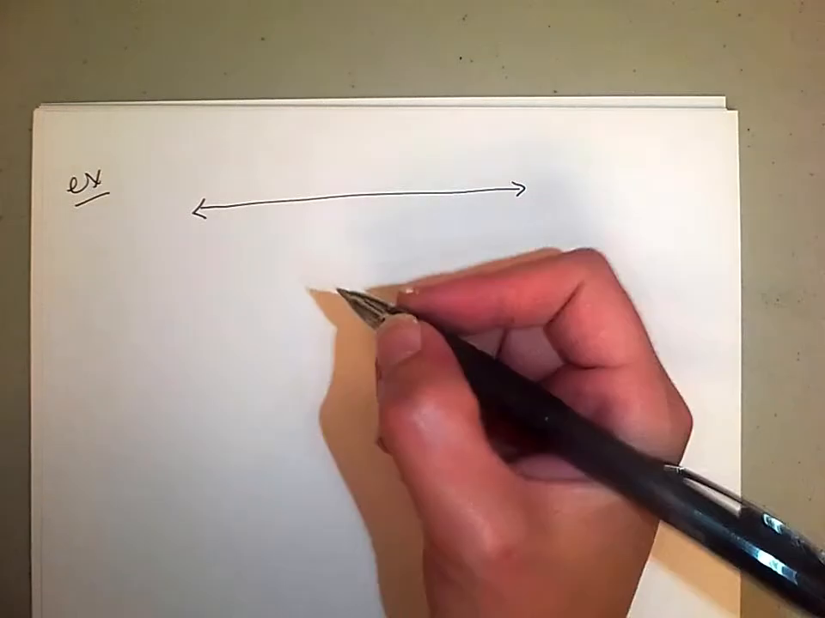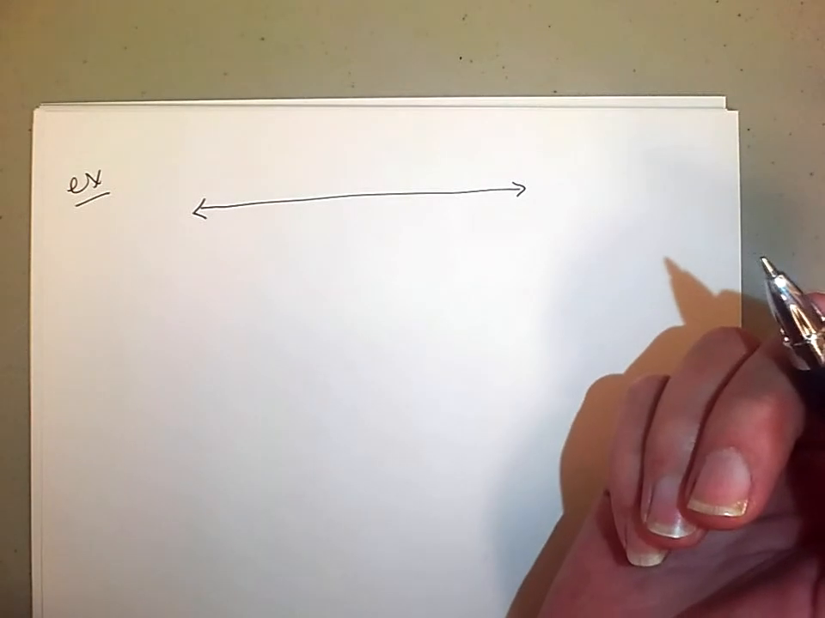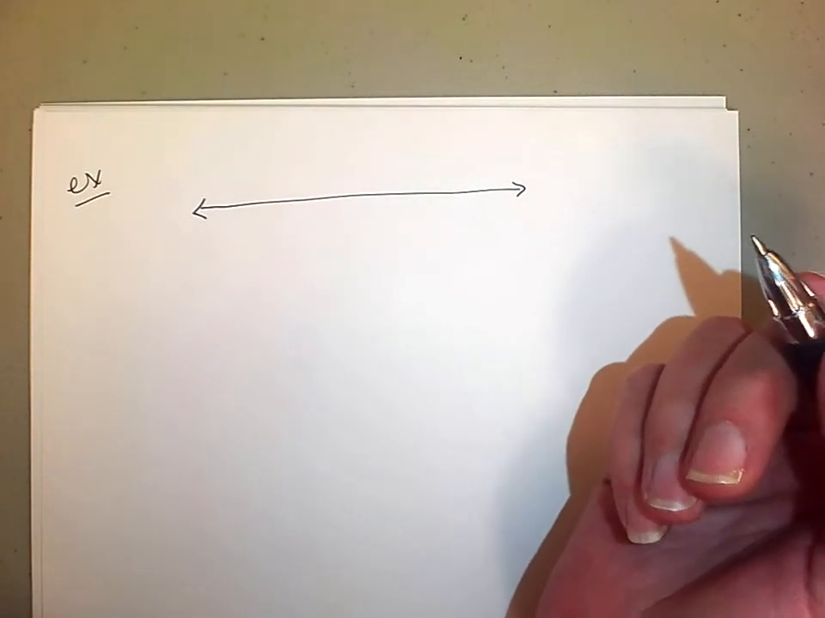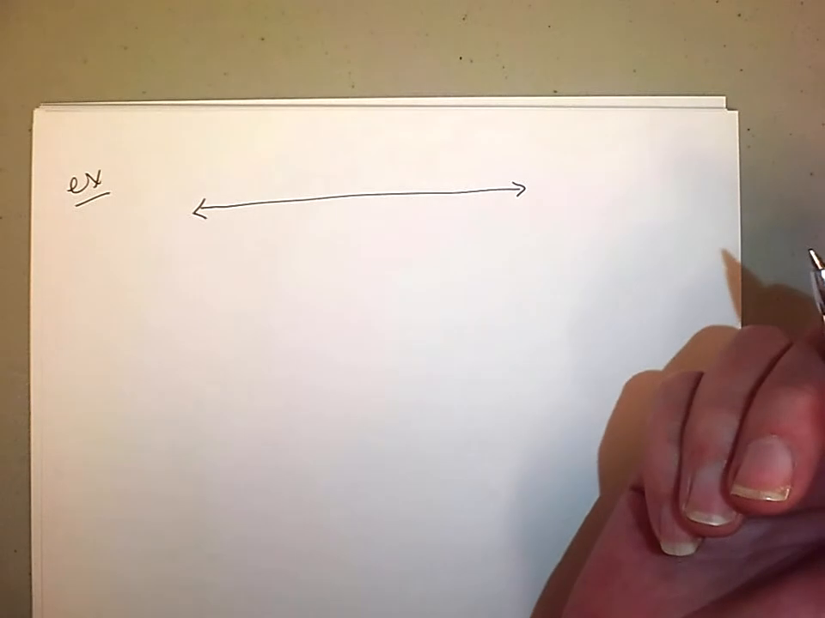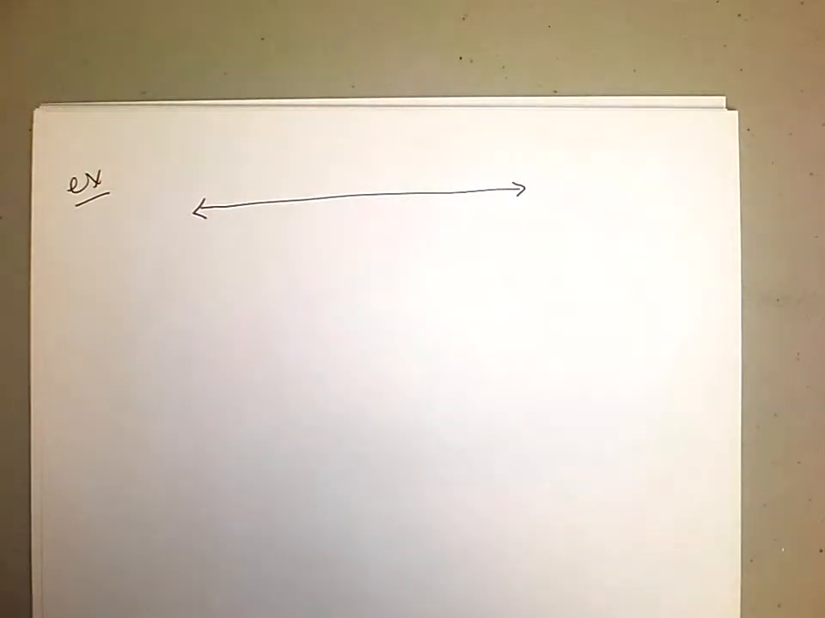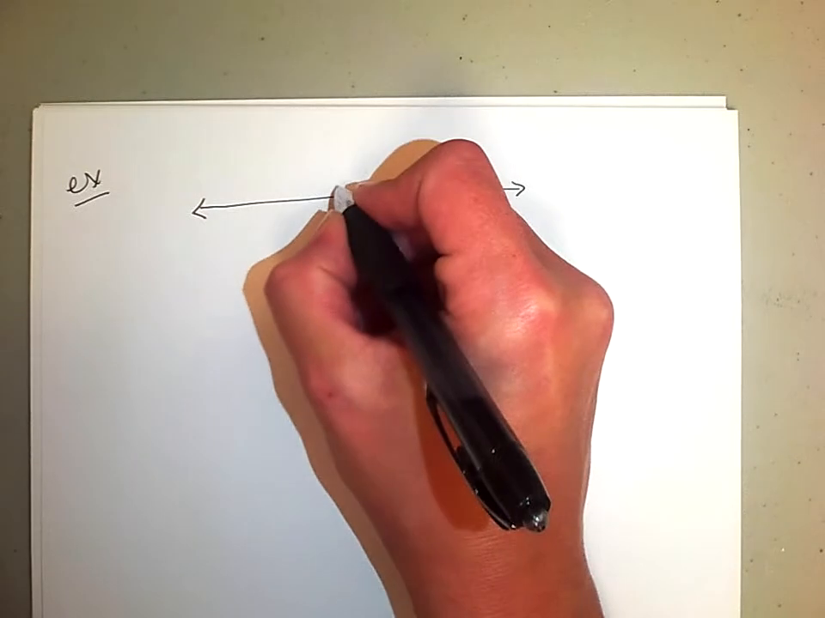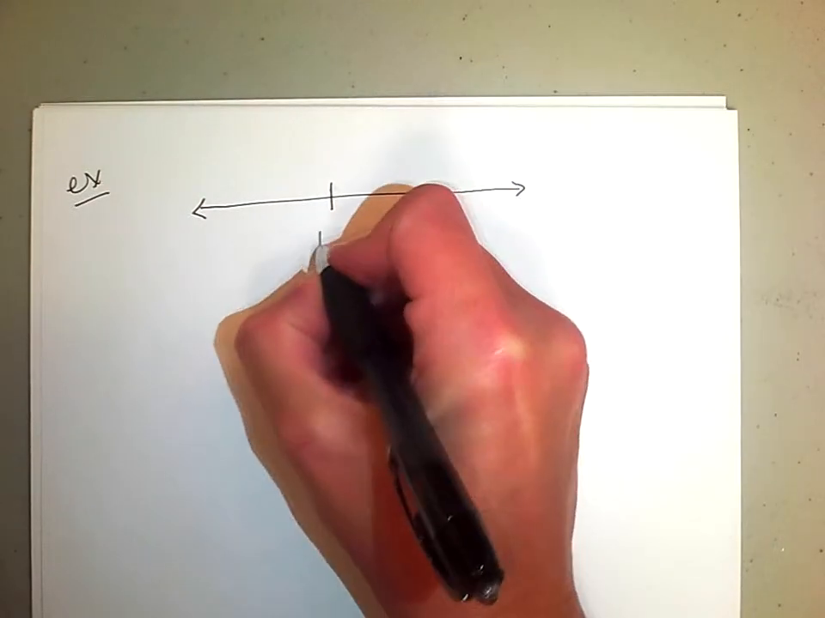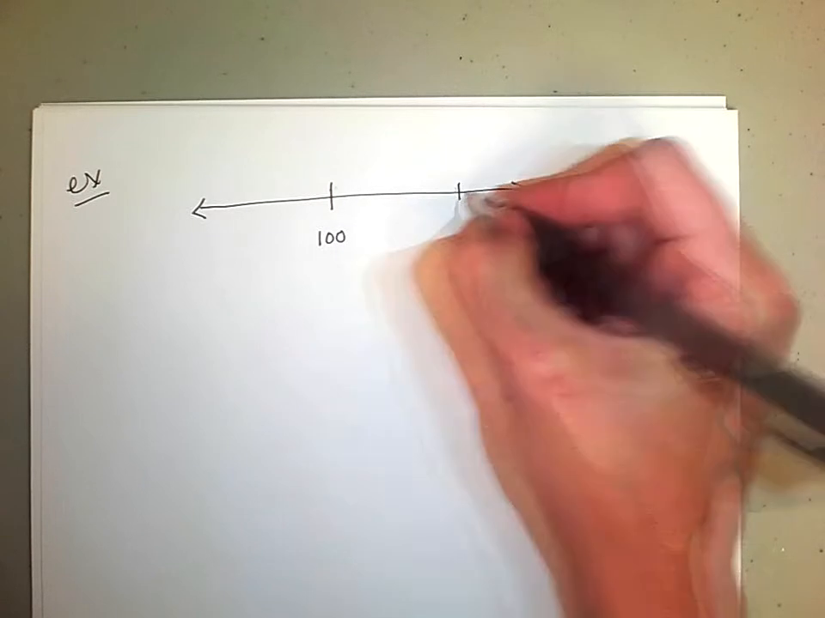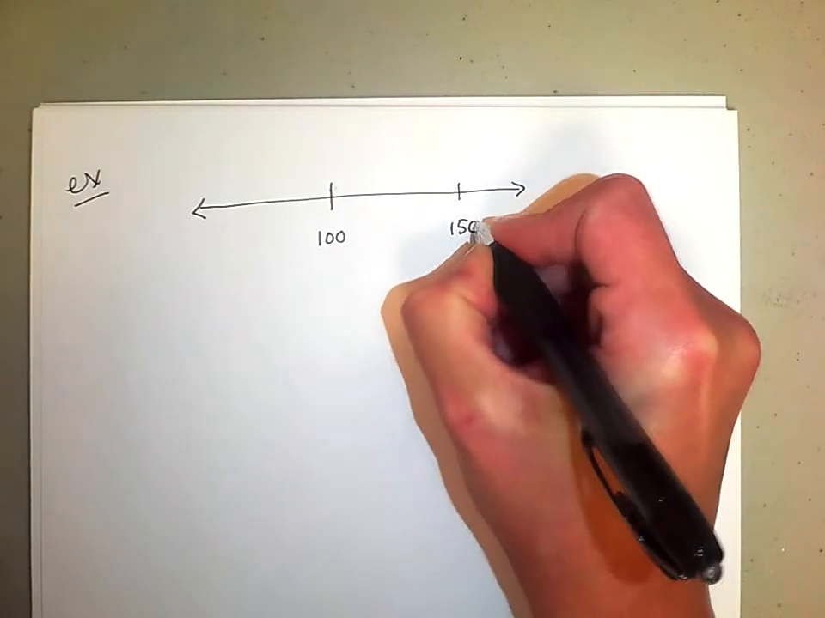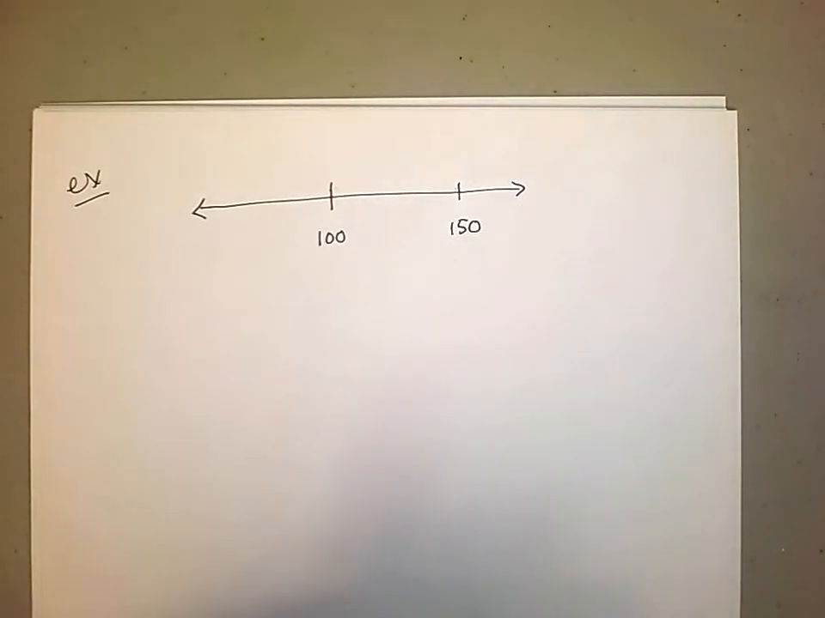So let's say you wanted to go shopping and you were looking for, I don't know, a jacket or something like this, and you have some money to spend. You said, I can spend between $100 and $150. Okay. So your range of numbers looks like this.